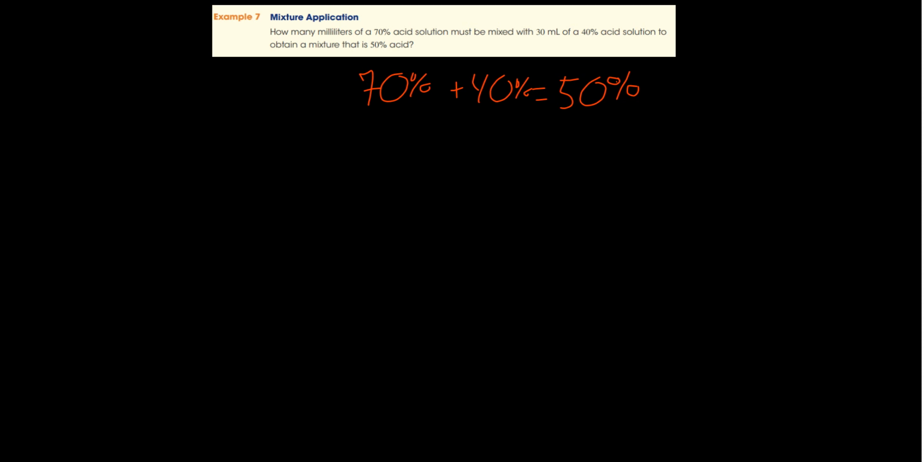So, you know, we don't know. That is our unknown. Of a 70% acid must be mixed with 30 milliliters. Okay, so 30 milliliters. We're going to put a 30 here. And it goes on to say obtain a mixture that's 50% acid. Okay, so that 50% acid solution, how many milliliters are going to be in it? Well, it's going to be x plus 30, right?